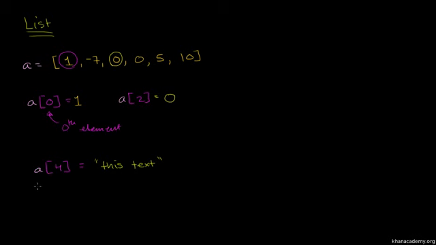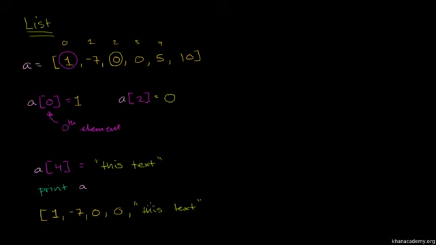And so if you did that, if you set the fourth element of A to be this text, and then you were to, in your program, say print A, then A would look like this. The 0th element wouldn't change, still be a 1. The first element would still be a -7. The 2 indexed element would still be a 0. This would be the third. So this is 0th index, first, second, third, fourth. We replaced the fourth element. So the fourth element will now be this text.